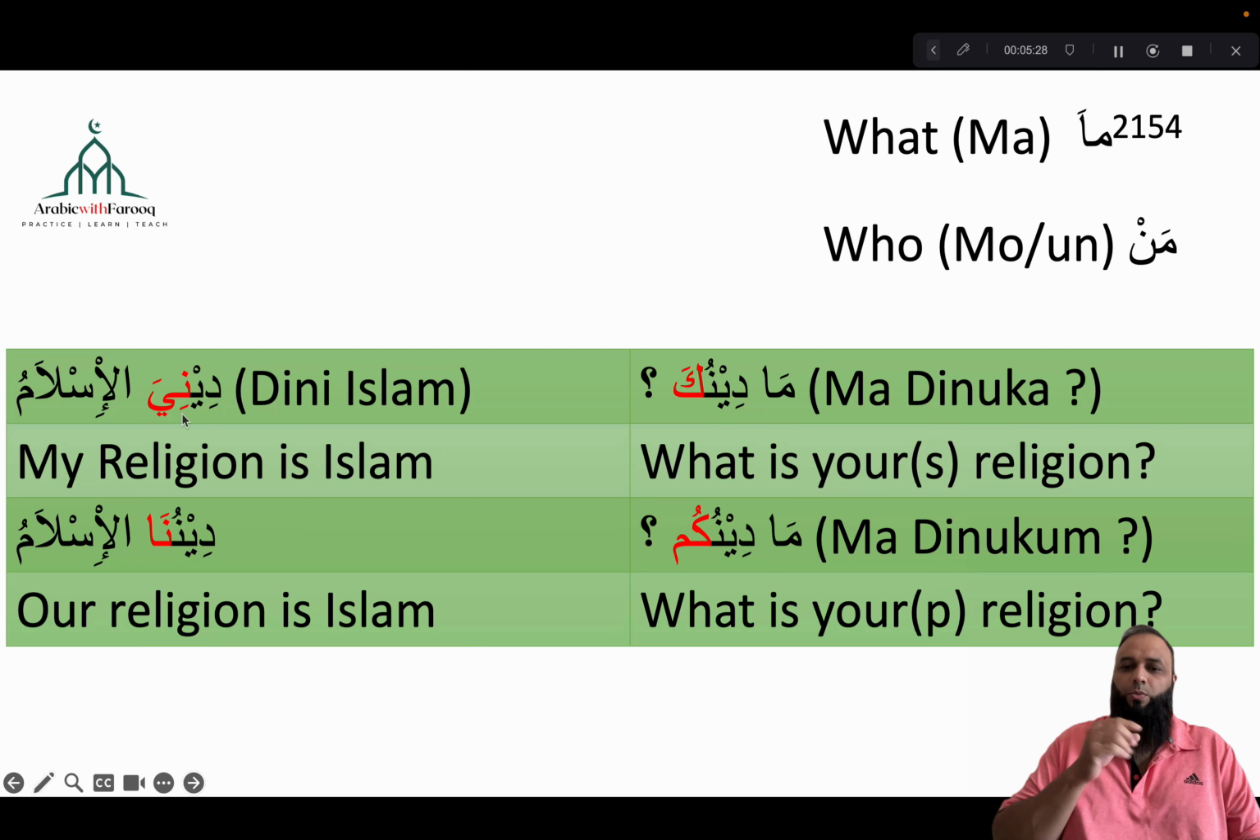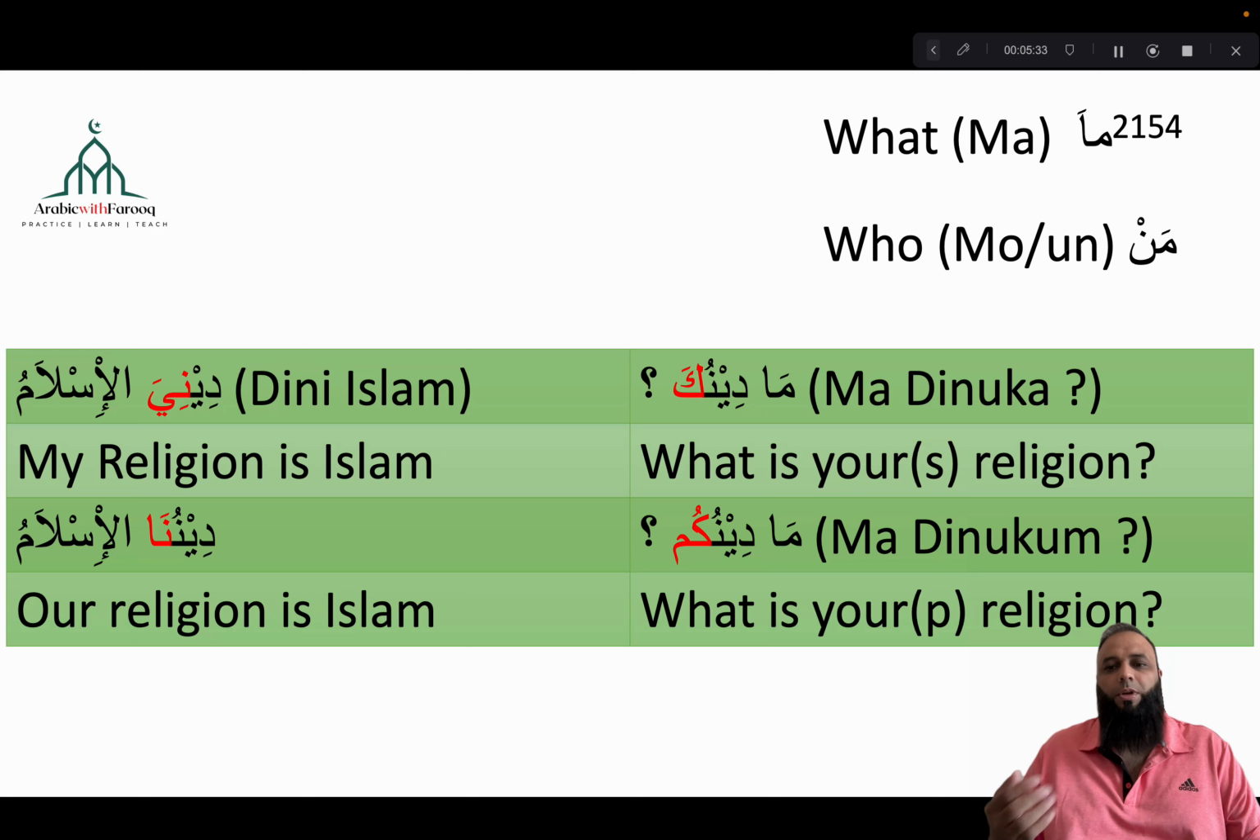The reason you're saying Dini is because you're saying my religion. So my was the E that we looked at in the table. So it becomes Dini. My religion is Islam, right? So here's the English translation below. What is your religion in the singular sense? So you use ka. And then if you want to reply, you would reply, my religion is Islam.